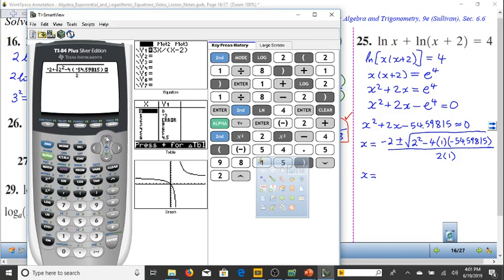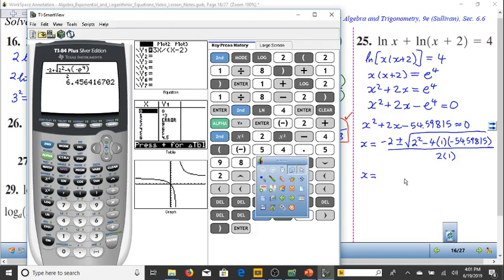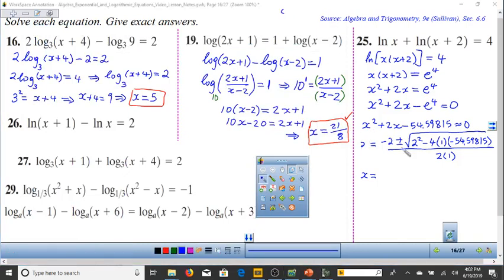And let me just go back up here a bit and just make a little adjustment. Just for the sake of precision, I'm going to delete this and write e to the power 4. That way, we know we're going to get the exact answer. Well, as close to an answer as we should get. So then we see x is 6.456. So x is approximately equal to 6.456.